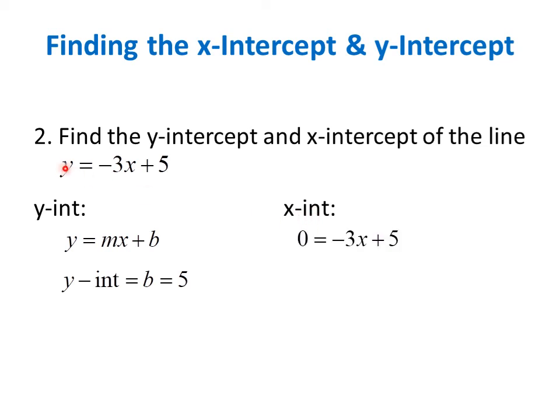So y, again, we make that 0 equals, we copy the right side, negative 3x plus 5. So to solve for x, we have to isolate the x term. Therefore, we can transpose this term to the left side. It becomes positive 3x is equal to 5. To completely isolate x, we have to divide both sides of the equation by positive 3. So on the left side, we have x, or the x-intercept, and on the right side, we have 5 divided by 3, or 5/3.